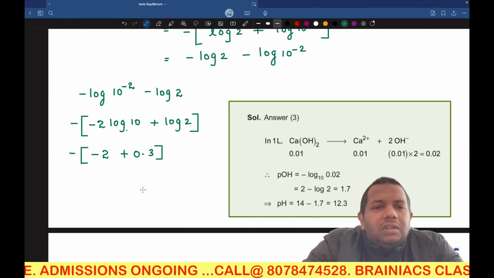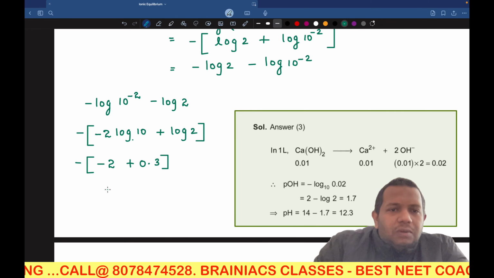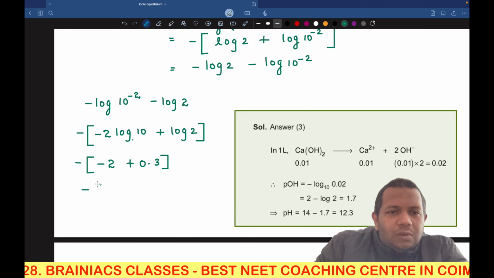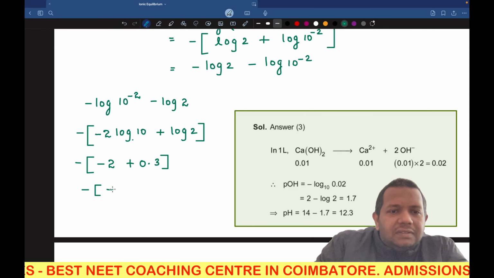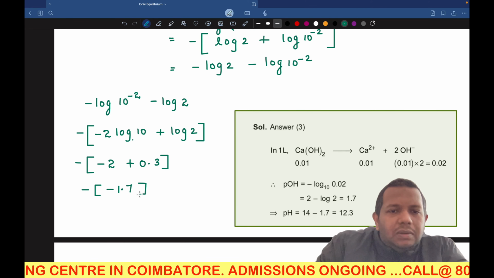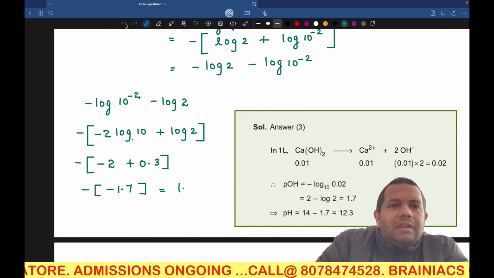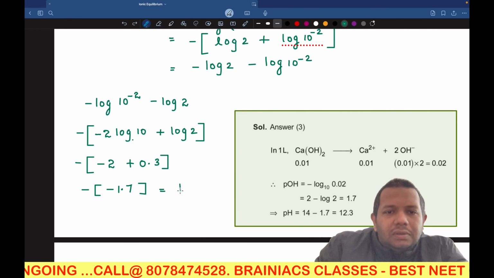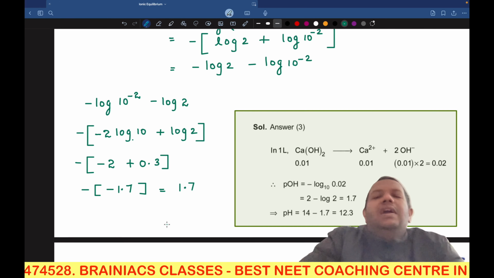Now what value would it become, sir? Totally, minus 2 plus 0.3, so I can say it is minus 1.7. Already some minus is present outside, so this is minus minus 1.7, which gives 1.7. So right now I have got pOH.